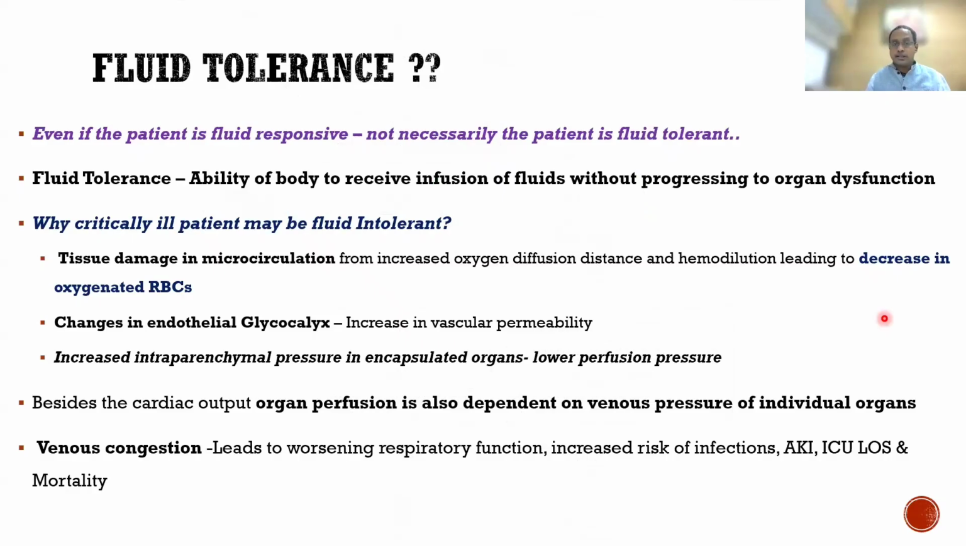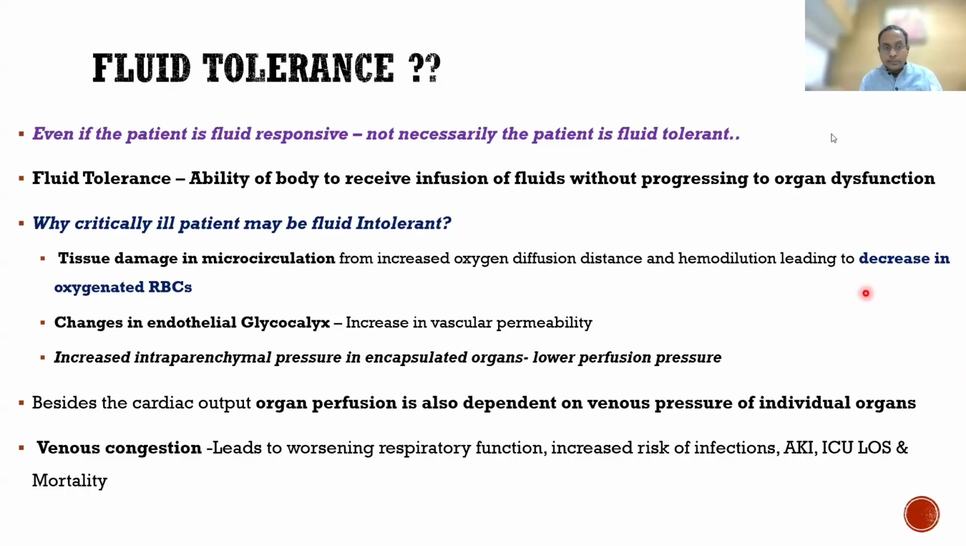So there is a concept of venous congestion. What happens is, with the accumulation of fluid and increased capillary permeability, there is tissue damage in the microcirculation, which increases the oxygen diffusion distance and leads to hemodilution. It results in a decrease in oxygenated RBCs. In addition, in patients with increased vascular permeability in septic shock, there is a change in the endothelial glycocalyx. And in the encapsulated organs, there is increased intra-abdominal pressure. So all this leads to increased venous congestion, and thus it leads to organ dysfunction.